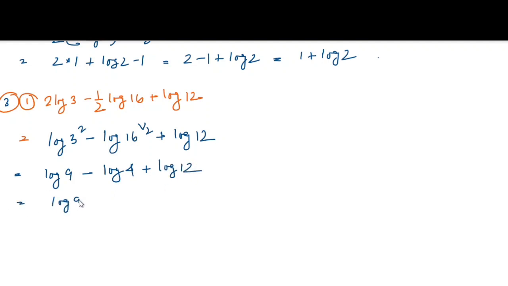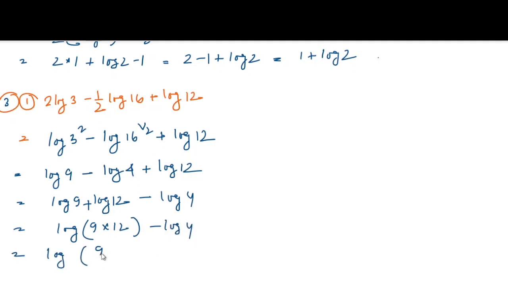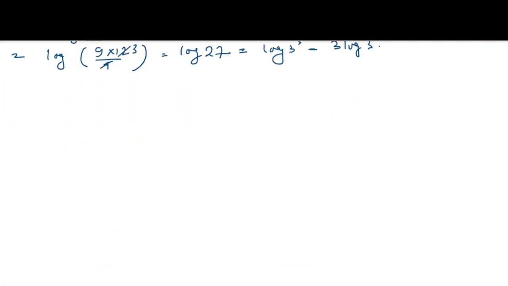Now log 9 plus log 12, and we can separately write minus log 4. So these have one formula, that is log 9 into 12, right, minus log 4. So we can write log 9 into 12 divided by 4, 4 3, so log 27, or you can write log 3 to the power 3, or we can say 3 log 3. Okay, so that is actually the single logarithm. Next, 2 number.